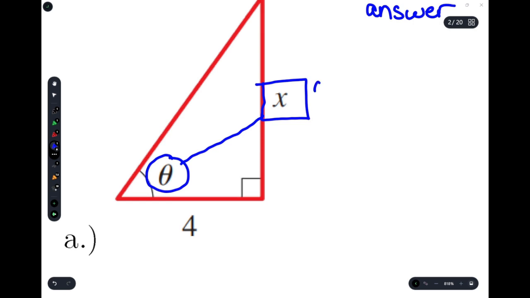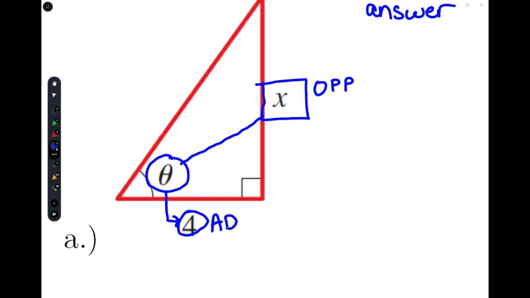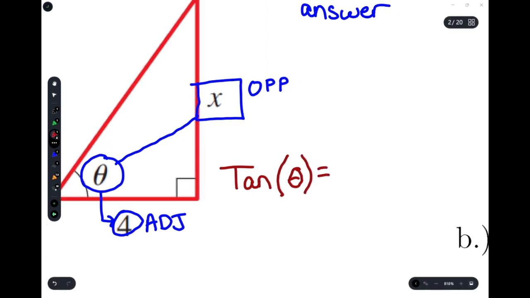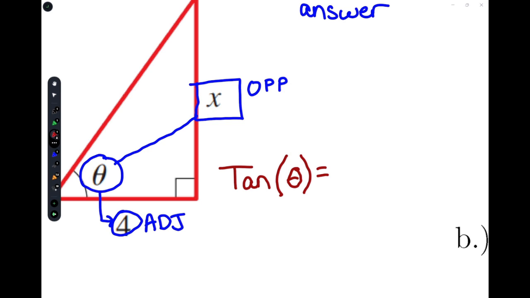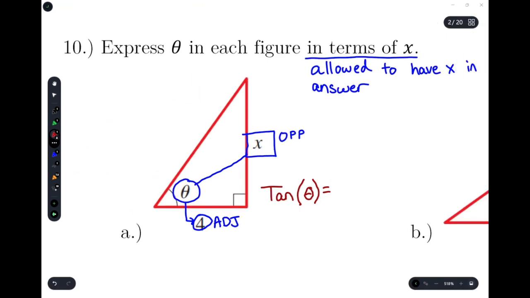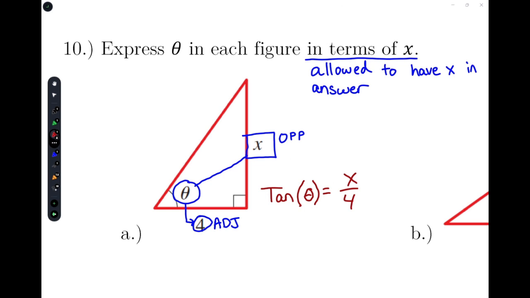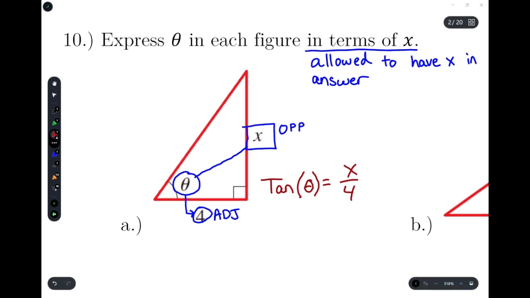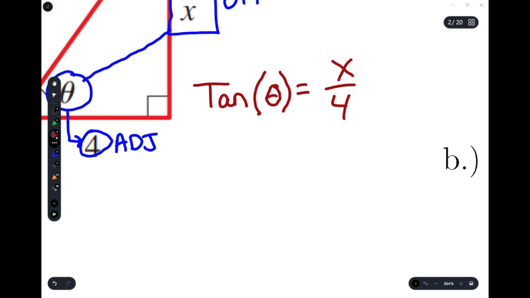Opposite, yeah. And what is 4 as it relates to theta? And do we have a thing for that? So we have the tangent of theta is equal to, any thoughts? x over 4. Problem, we have not yet solved for theta. We've solved for the tangent of theta, but we have not yet solved for theta.